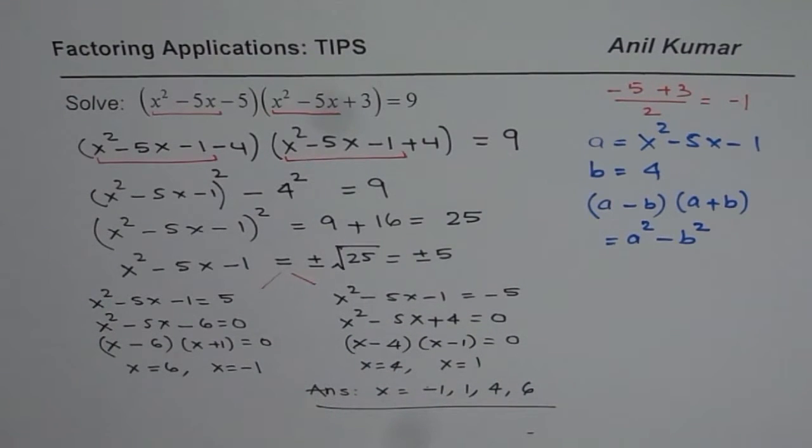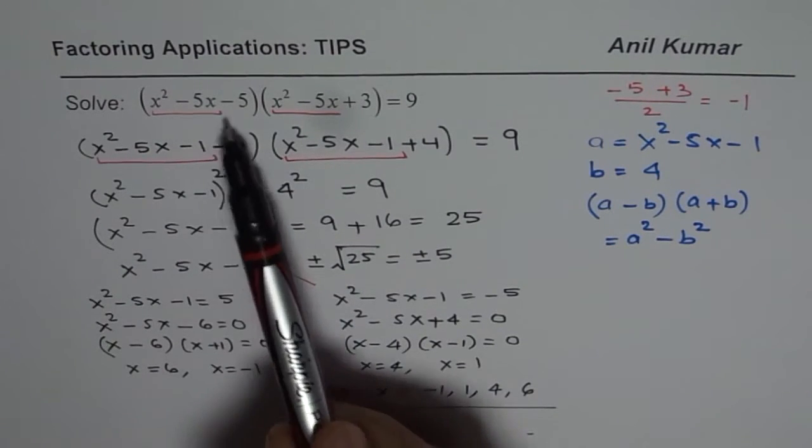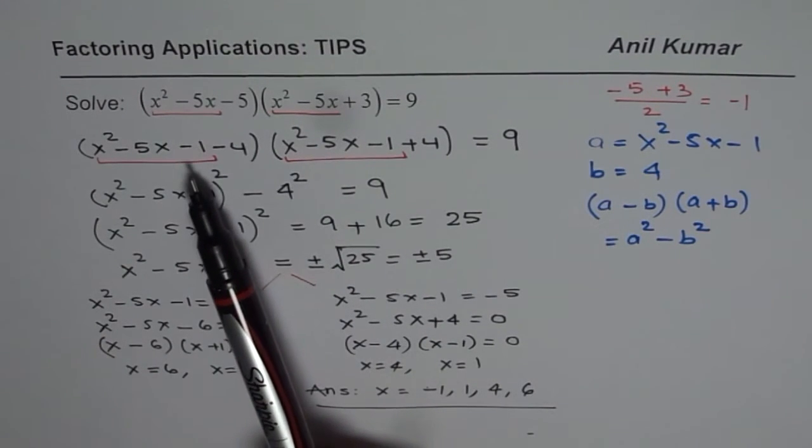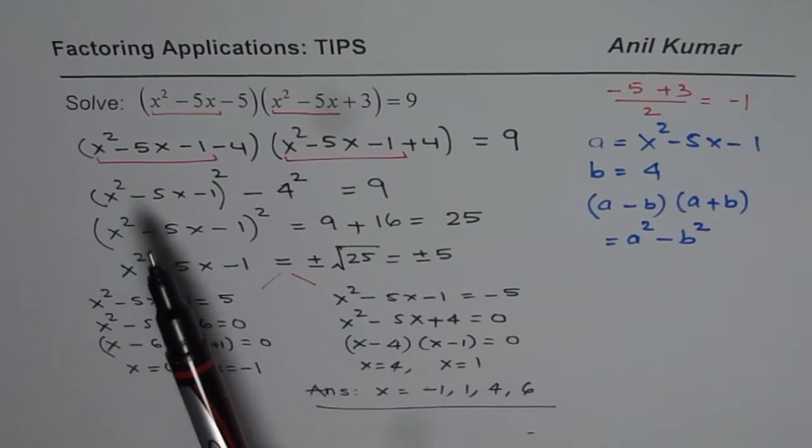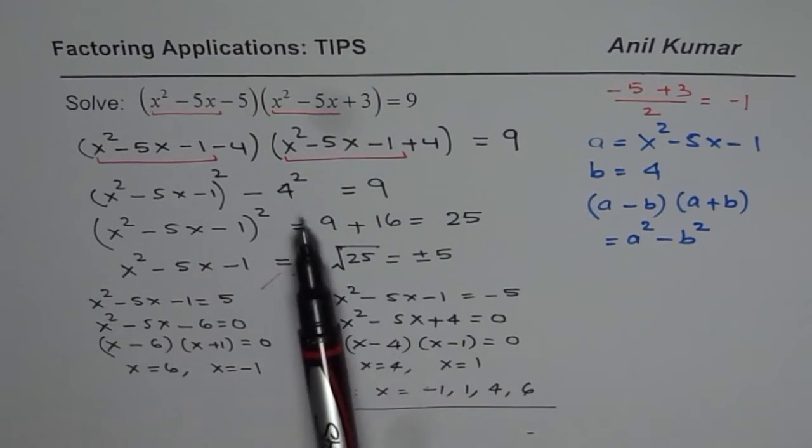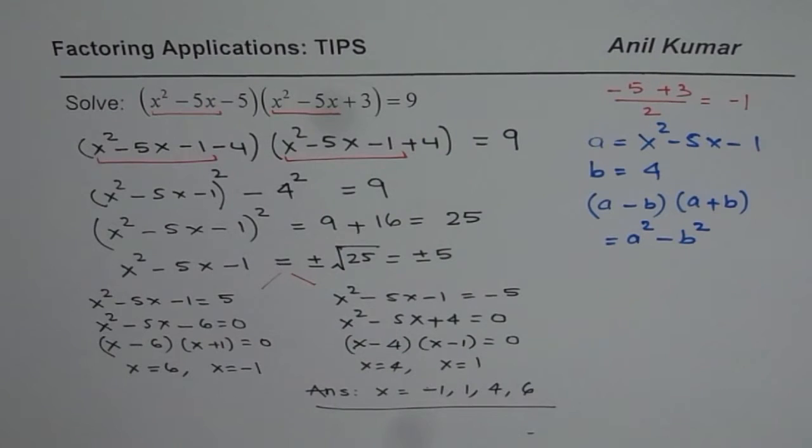I hope the steps are absolutely clear. You can go through this video once again, try to see how we wrote the product as a product of sum and difference, and then using difference of squares we solved it, right? So that is a good strategy to work with. I hope you find it interesting.